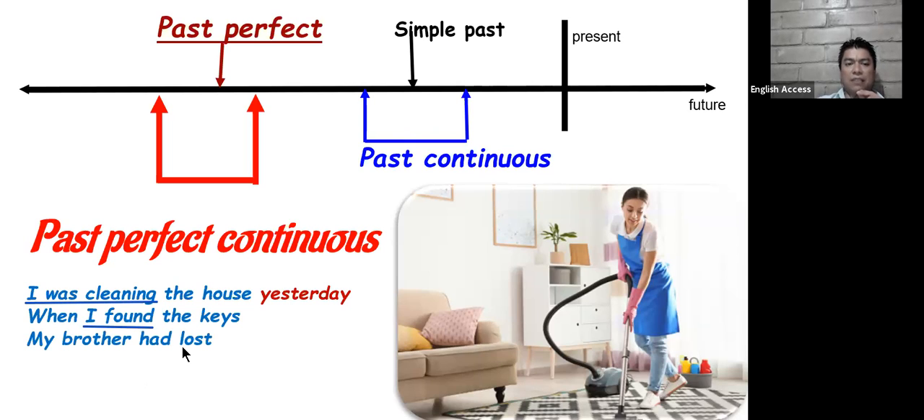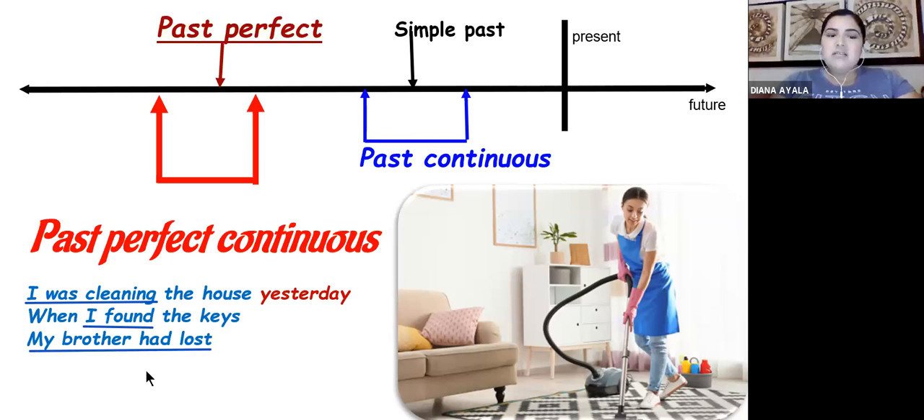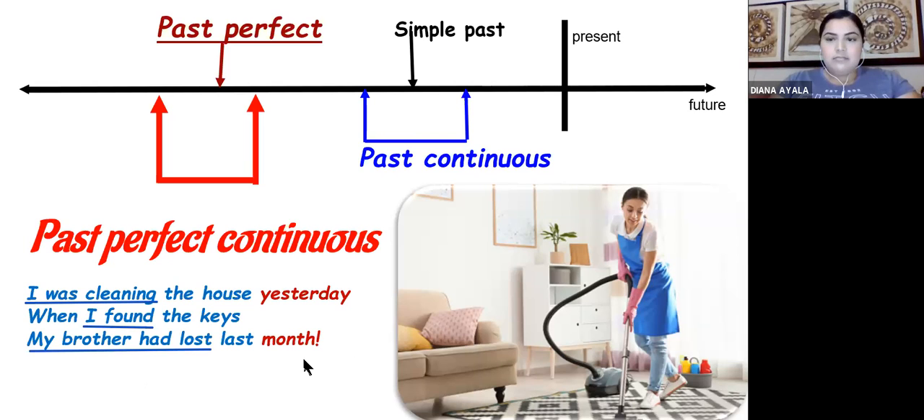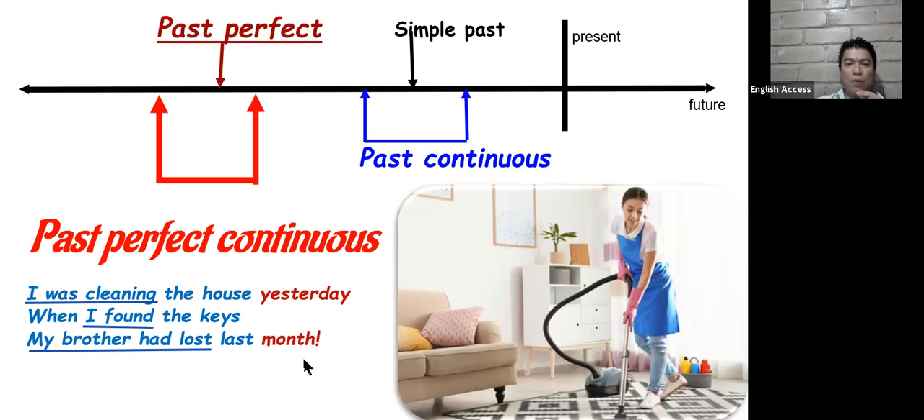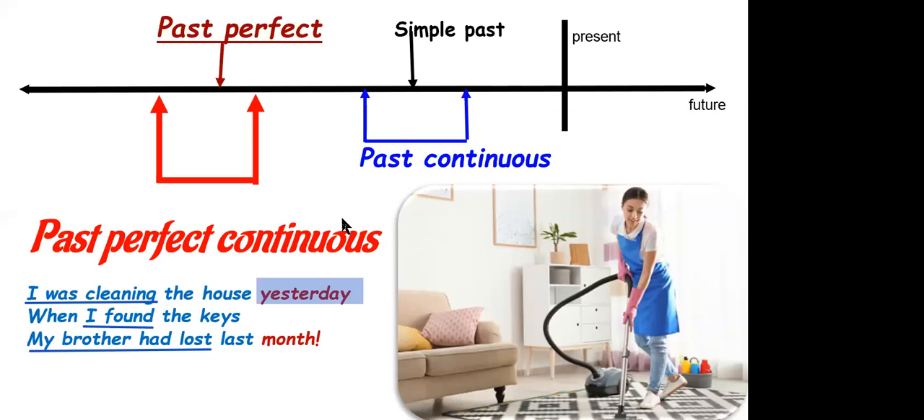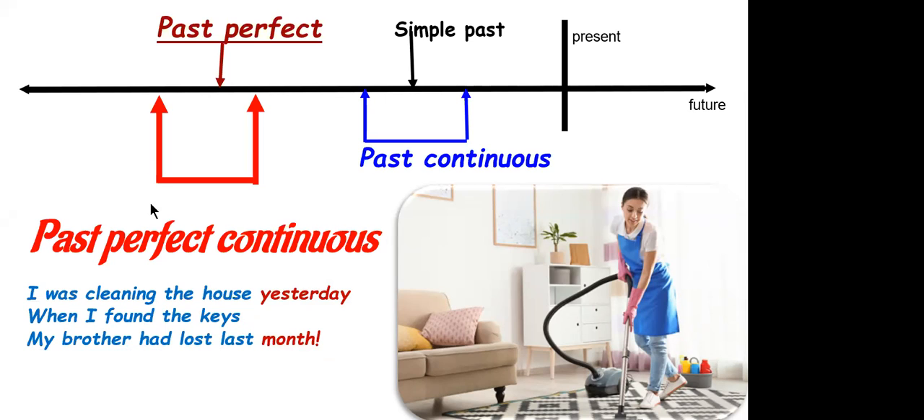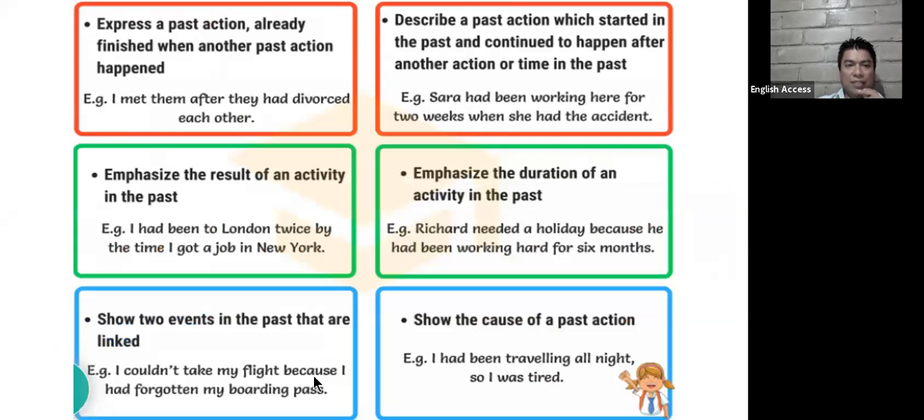Why is this in past perfect? My brother had lost. It's in past perfect. Why? Because it happened previously. It happened in another moment, last month. So now we have two different time moments. I have yesterday and I have last month. They are different. Therefore, the last month, the older one, is past perfect. Yes? Very good. Okay. I have more examples.